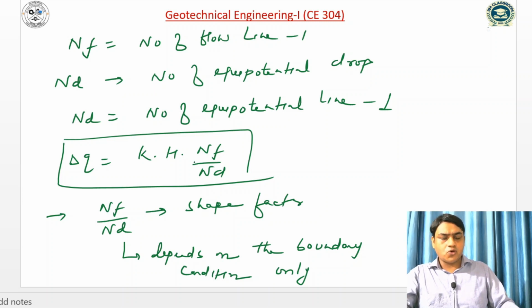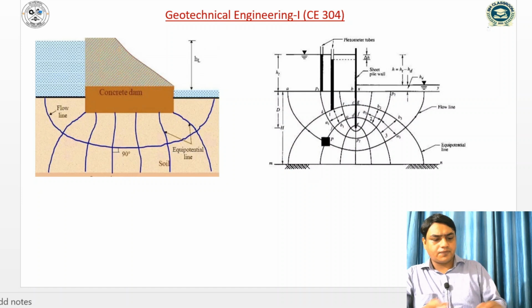For a given flow net, let us assume this is our flow net. The first example I am taking, this is example first. This is the flow net. Here this is called the upstream side, and this is called the downstream side. Water flows from higher head to lower head, so the flow will occur in this way and in this way. The number of flow channels in this flow net is 2. So NF is equal to 2.